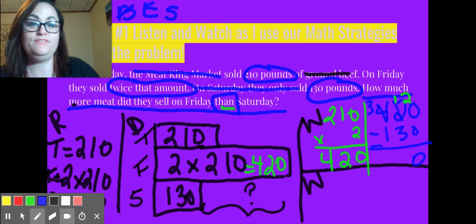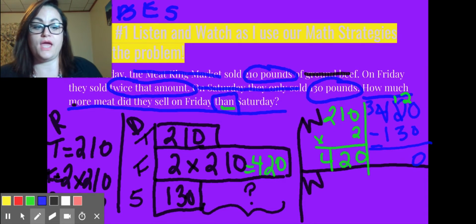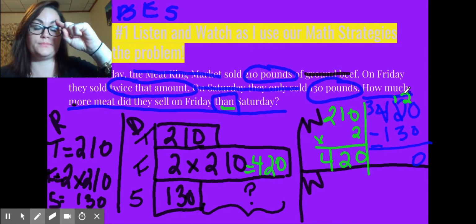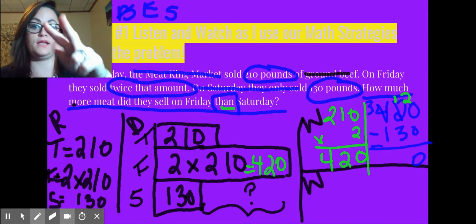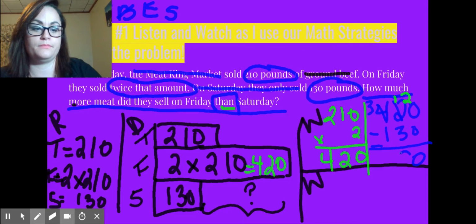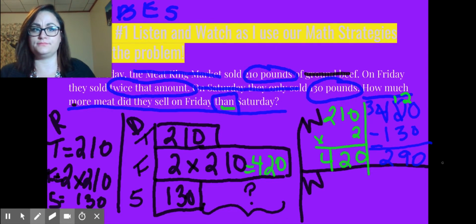12 minus 3. If you can't do it on your own, use a strategy. You can count on, you can use your fingers to help you subtract, but just think of it as 12, 11, 10, 9. I subtracted 3, so 12 minus 3 is 9. 3 minus 1 is 2. So your answer should be 290 pounds. But am I done yet? You're right. I'm not done because I didn't finish my strategy. I still have a W here, right?